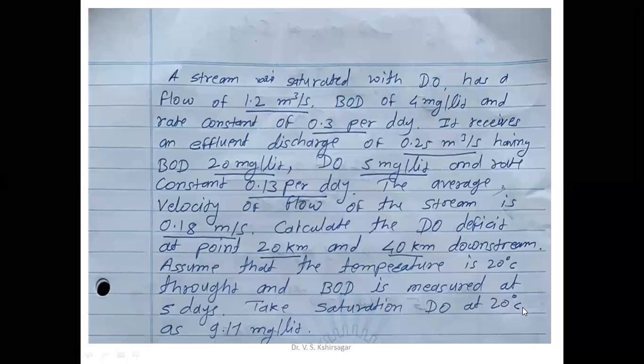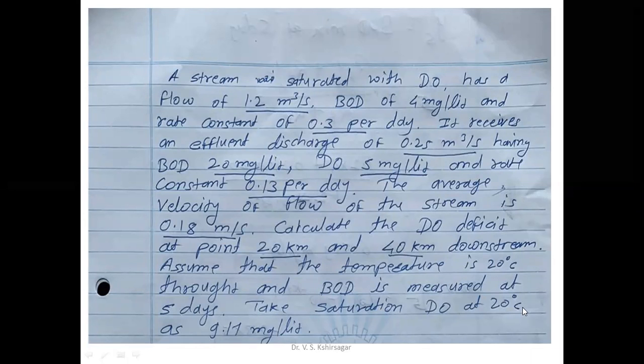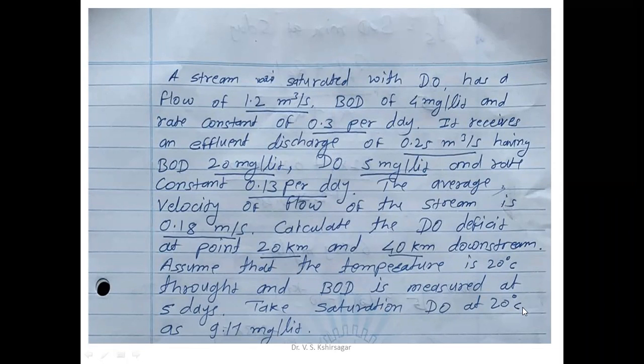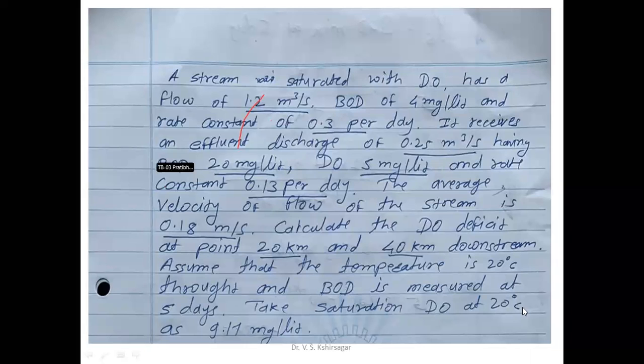A stream saturated with DO has a flow of 1.2 meter cube per second, BOD of 4 milligram per liter. TB03.